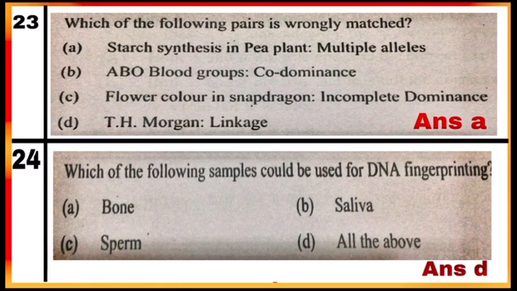Question 24. Which of the following samples could be used for DNA fingerprinting? For DNA fingerprinting, all samples can be taken: bone, saliva and sperm. So here the correct answer is D, all of the above, mark D.